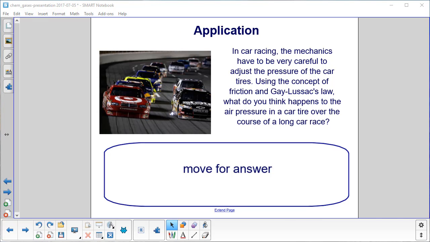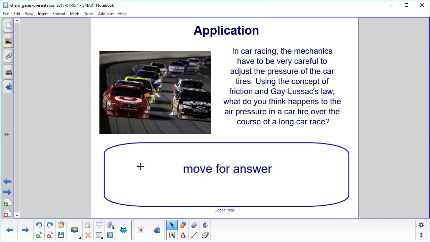If you watch NASCAR, you will see an application of Gay-Lussac's law. The mechanics have to be very careful to adjust the pressure of the car tires during the race. Using the concept of friction and Gay-Lussac's law, what do you think happens to the air pressure in a car tire over the course of a long race? So take a couple seconds, minutes to figure it out, and come on back here when you're ready. You can pause the video.